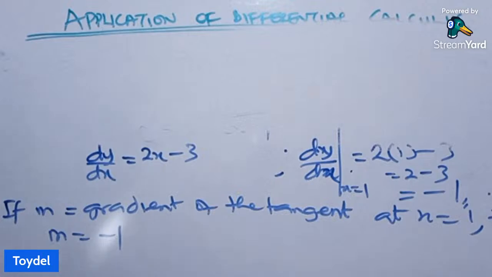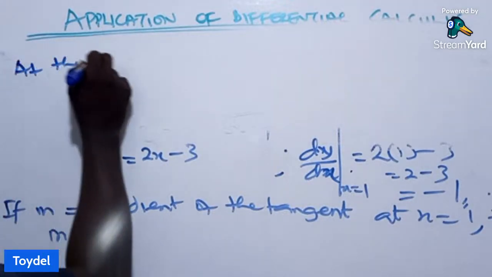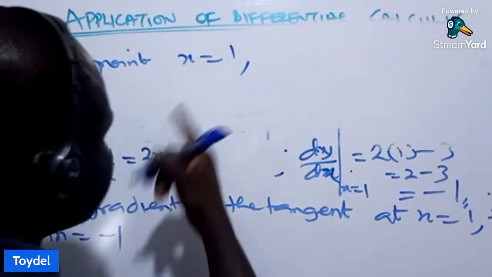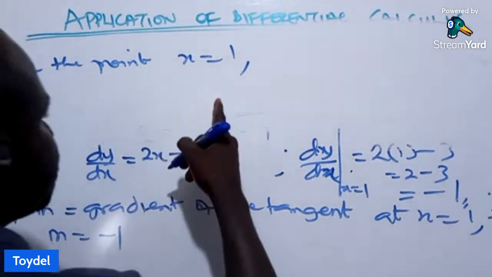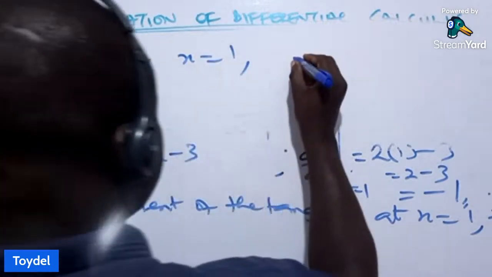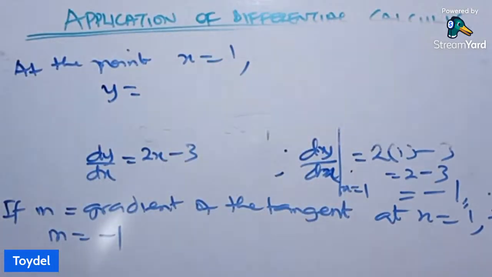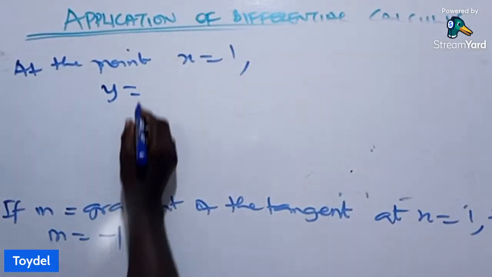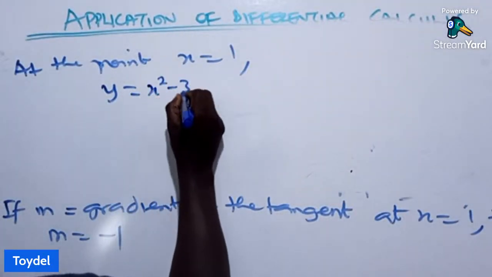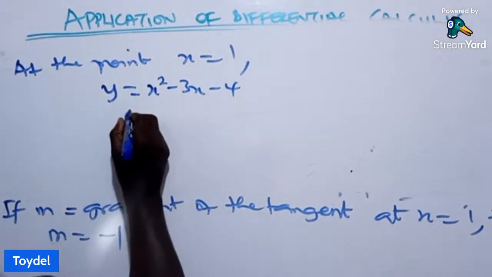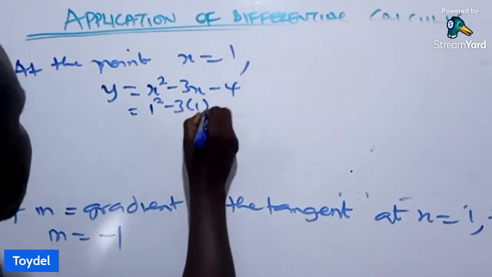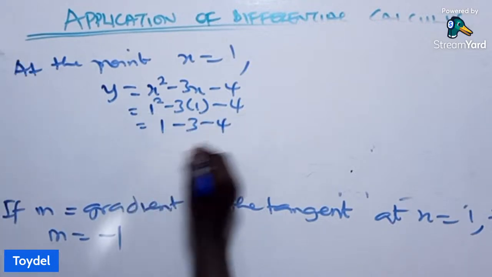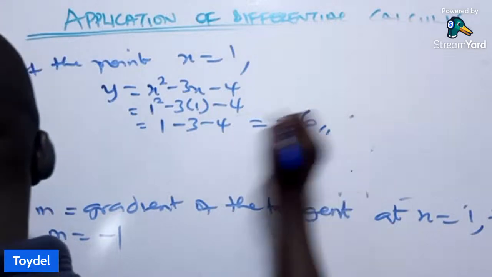We continue from there. So at the point x equal to 1, what is the value of y? Y will be equal to, of course, we know the value of y is x squared minus 3x minus 4. So at point x equal to 1, y will be equal to 1 squared minus 3 into bracket 1 minus 4. This is 1 minus 3 minus 4, and that's going to give us minus 6. That's what we are going to get.